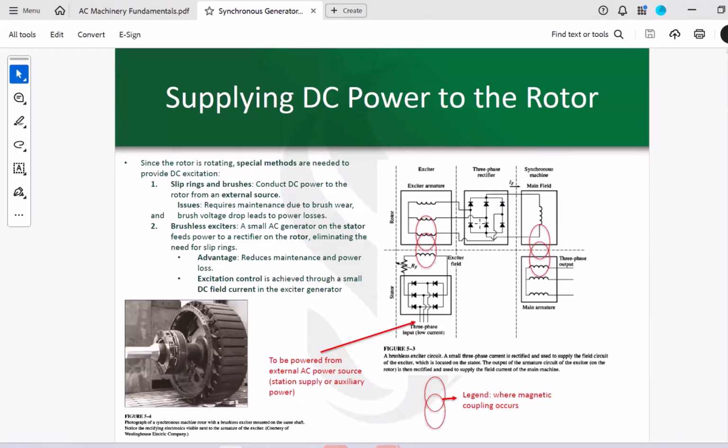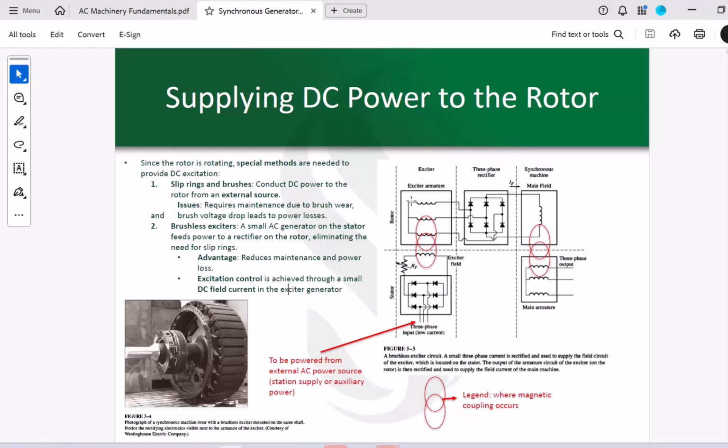So the idea here is that you have an alternating current. You rectify that and feed it to your rotor. How is that possible? That's possible through the excitation system here. On the stator, you have a rectifier where you provide an AC source through your rectifier. You get a direct current on the output of your rectifier. This is located on the stator, okay?